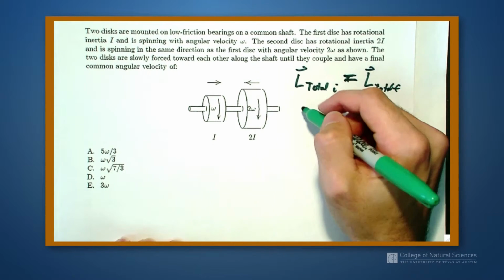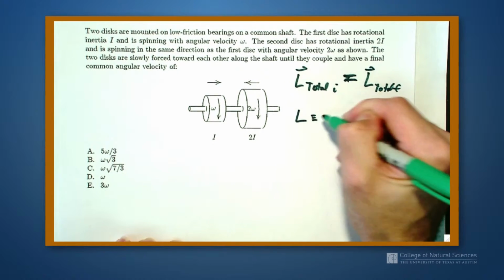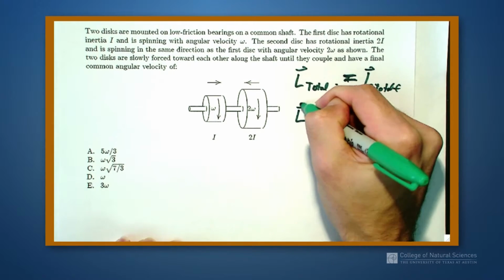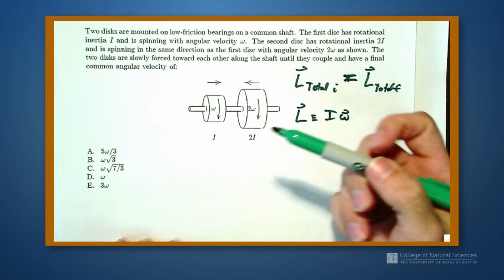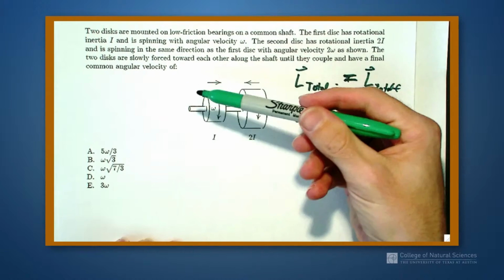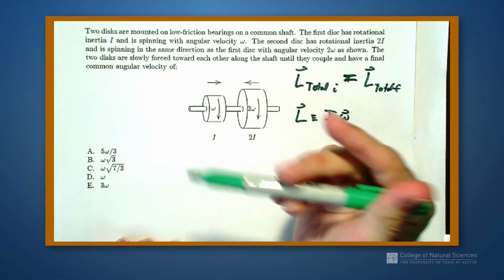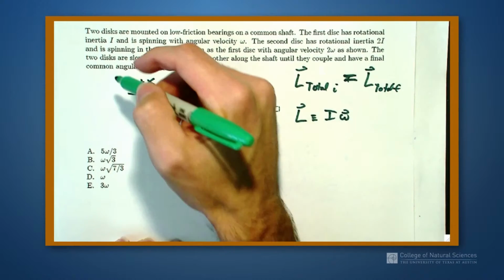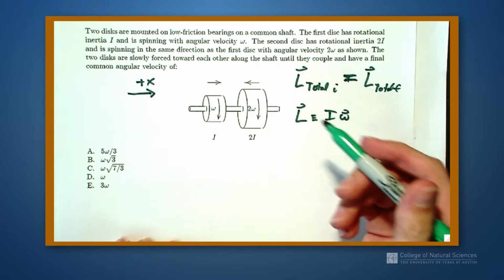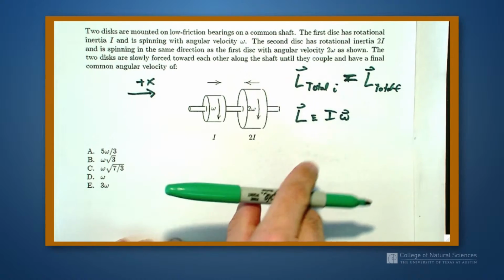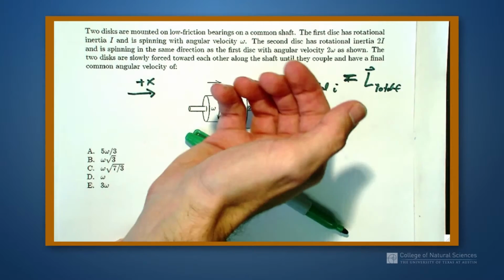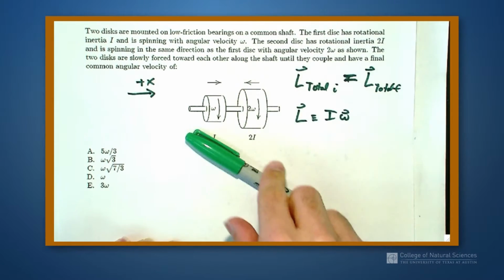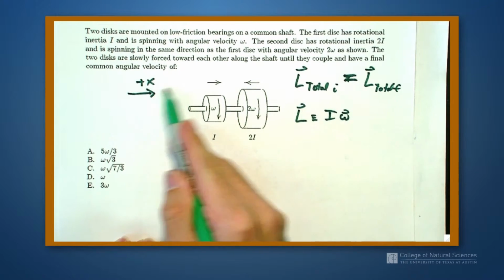And we know that the angular momentum is defined as I omega. So I'm going to say they're spinning in this direction. If I actually turn my hand, I'm going to say that this is the positive x direction. They're spinning in the positive x direction, right? My fingers wrap around in this direction and point in the x direction.